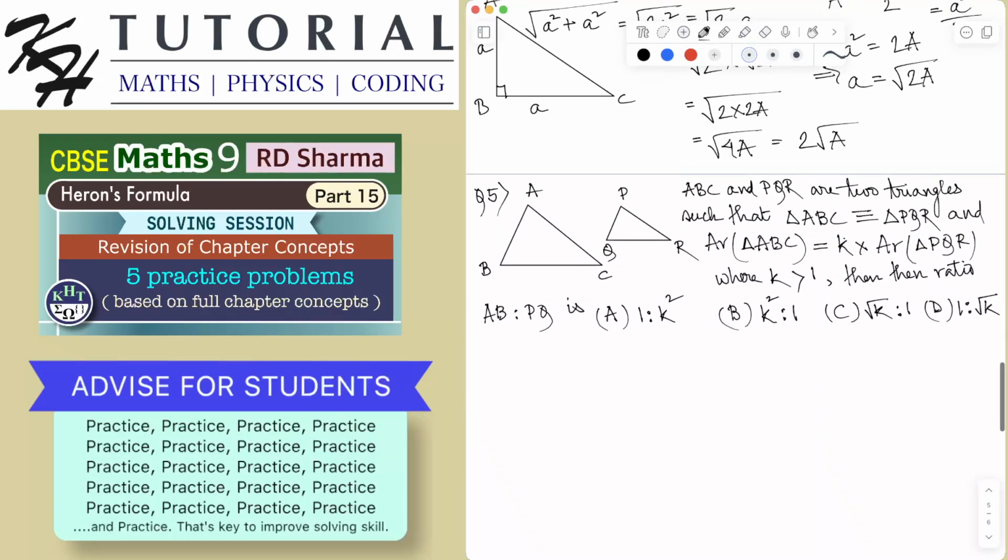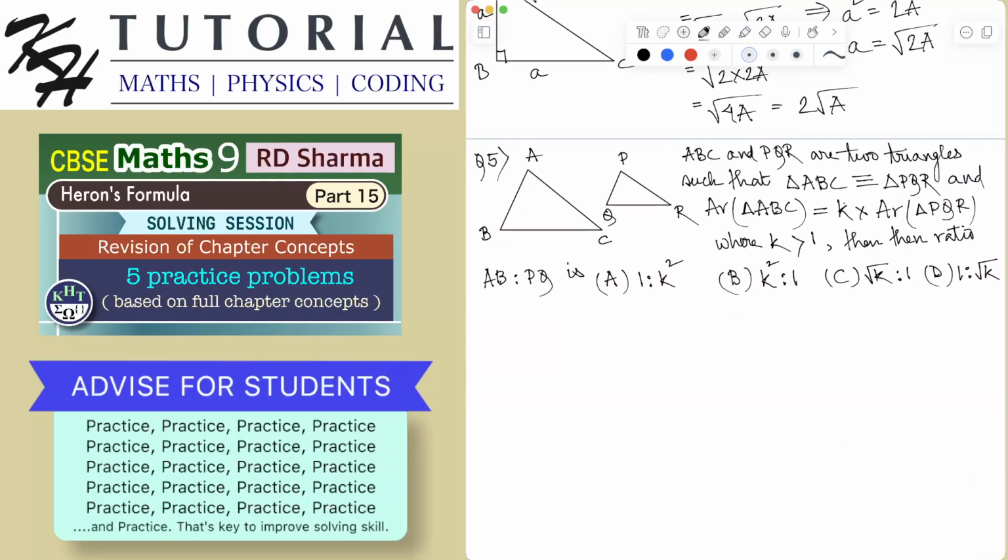Let's see the last problem. ABC and PQR are two triangles such that triangle ABC is similar to triangle PQR. So this is the symbol of similarity of triangles, that is three parallel horizontal lines. So it is given triangle ABC is similar to triangle PQR, which means that they have the same shape. The two triangles are similar when they have the same shape, but their sizes are different, which means that their sides are proportional. And it is given that the area of the triangle ABC is equal to k times the area of the triangle PQR, where k is greater than 1.